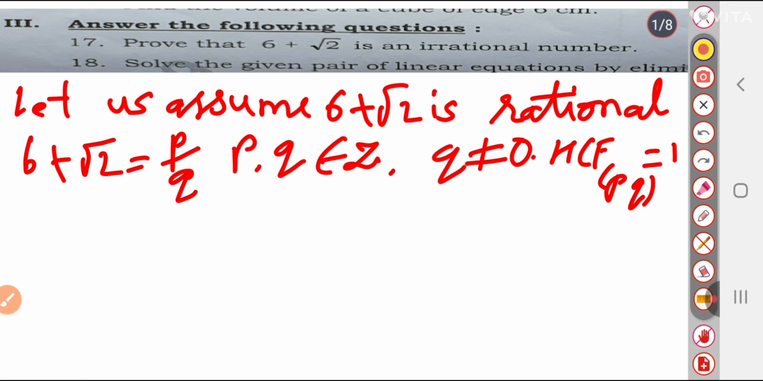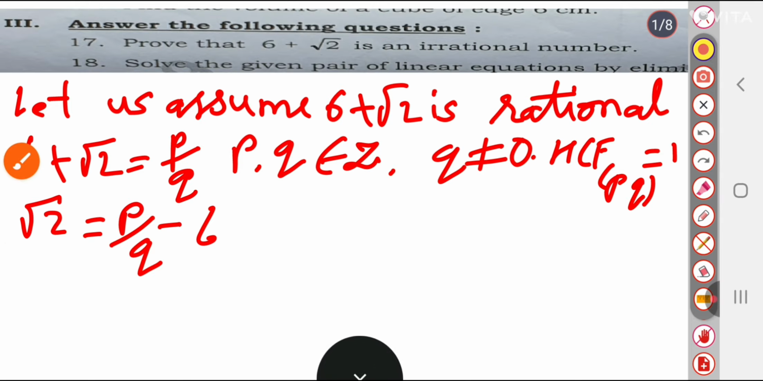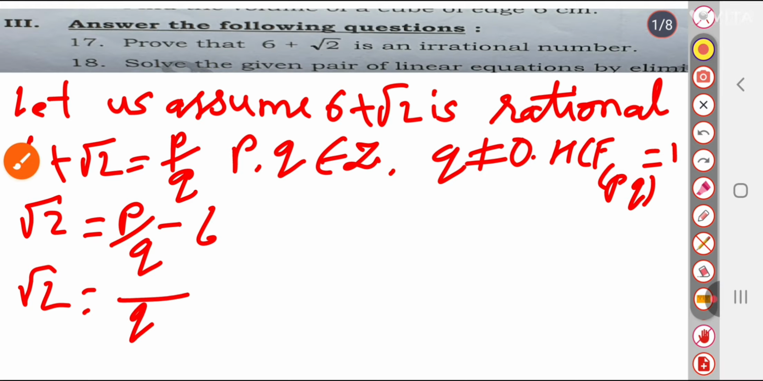In this, what we'll do, root 2 we will keep in LHS and 6 we will take to RHS. What happens? P by Q, 6 if we take to RHS, it becomes minus 6. After this, we'll take the LCM. If we take the LCM, root 2 is equal to P minus 6Q by Q.